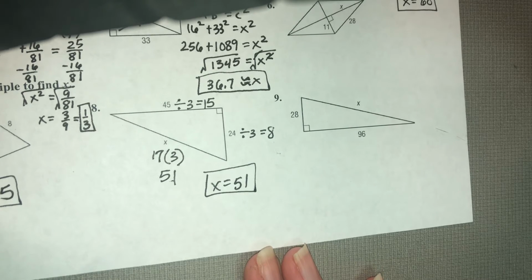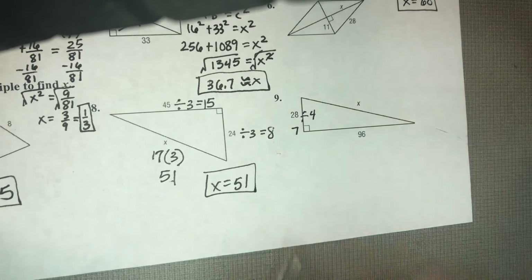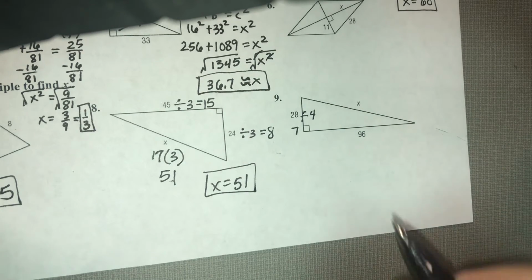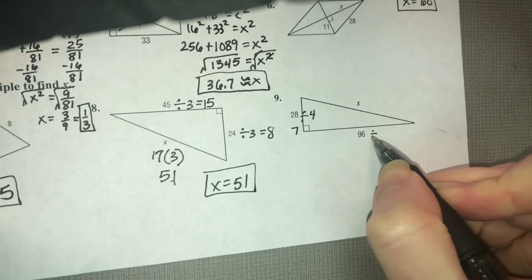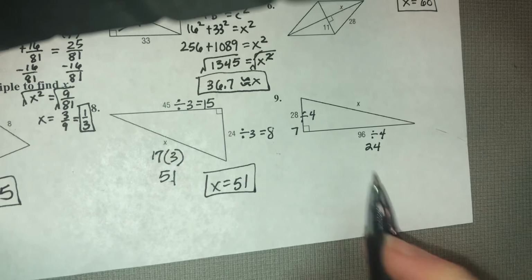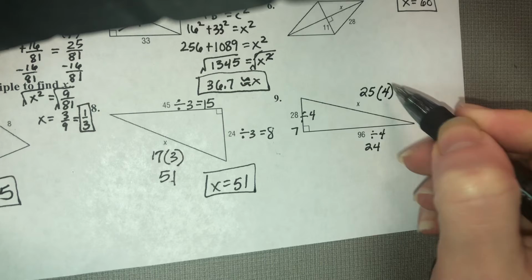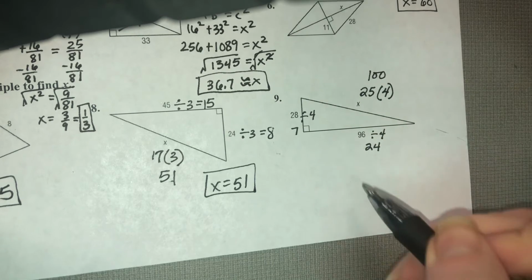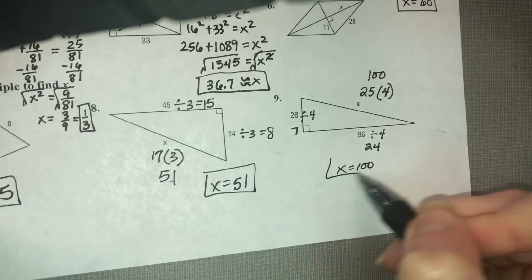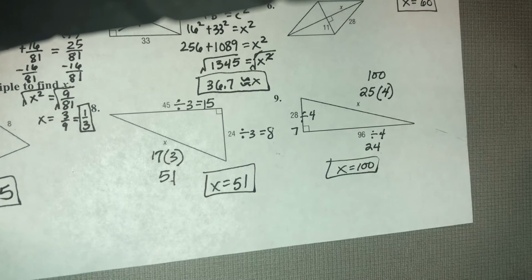So let's see, 28 and 96, I believe, are both divisible by 4. If I divide this by 4, I get 7, and 96 divided by 4 is equal to 24. So we had the 7, 24, 25 one. I do 25 times 4 to give me 100. So x is equal to 100, because 100 divided by 4 would be 25 for that pattern.